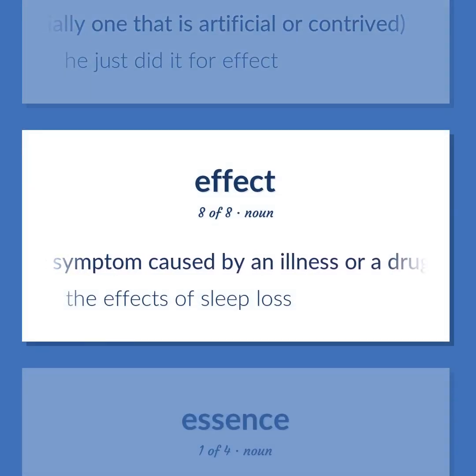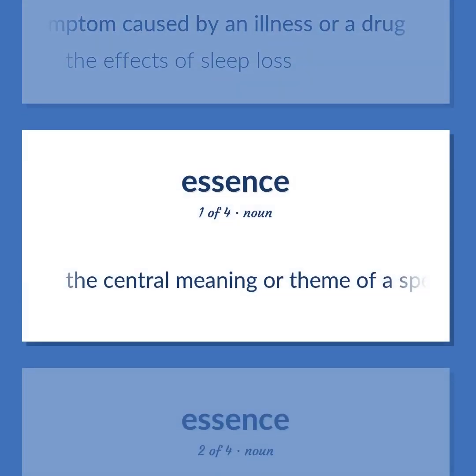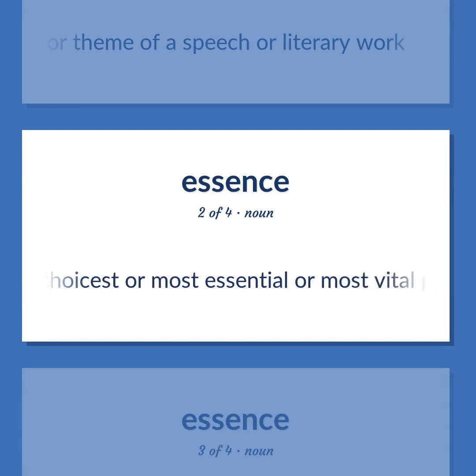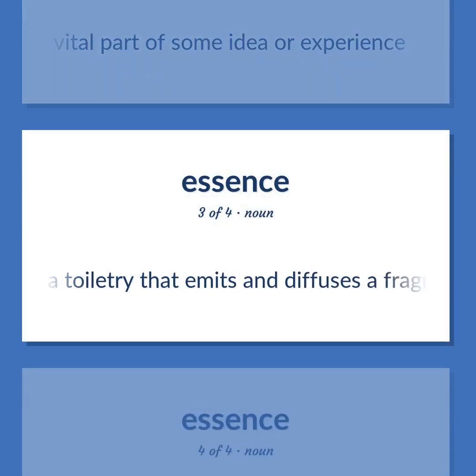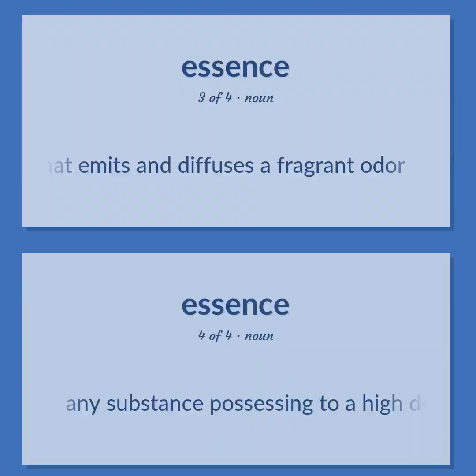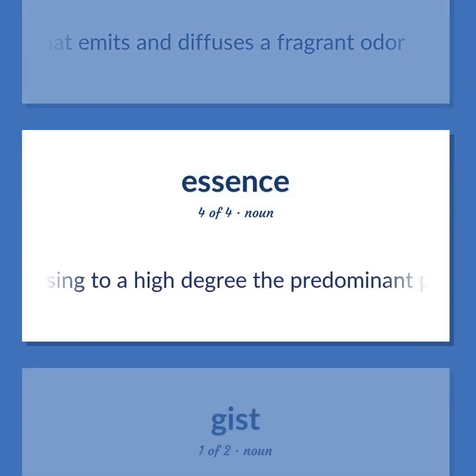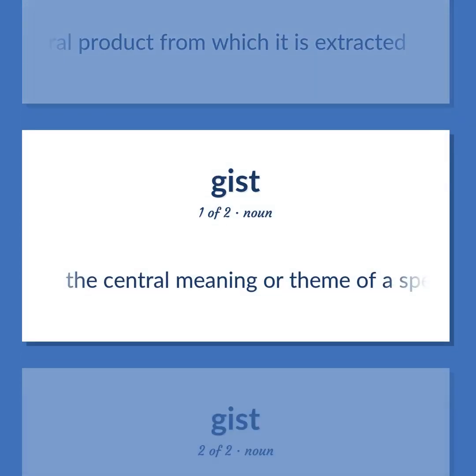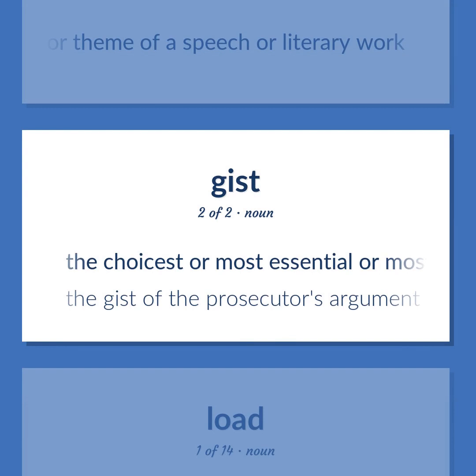A symptom caused by an illness or a drug. The effects of sleep loss. The central meaning or theme of a speech or literary work. The choicest or most essential or most vital part of some idea or experience. A toiletry that emits and diffuses a fragrant odor. Any substance possessing to a high degree the predominant properties of a plant or drug or other natural product from which it is extracted. The central meaning or theme of a speech or literary work. The choicest or most essential or most vital part of some idea or experience. The gist of the prosecutor's argument.